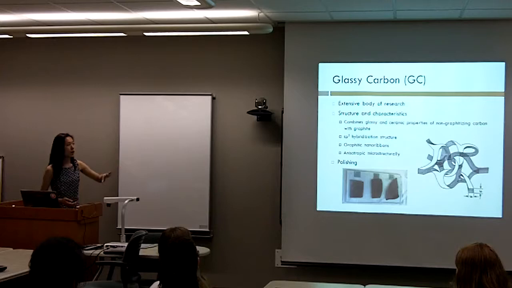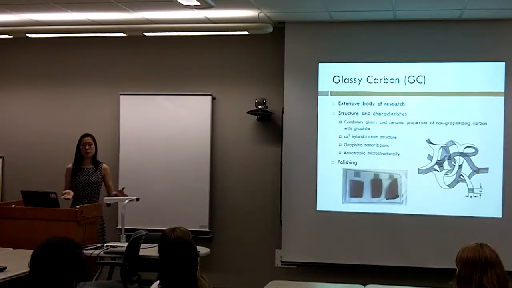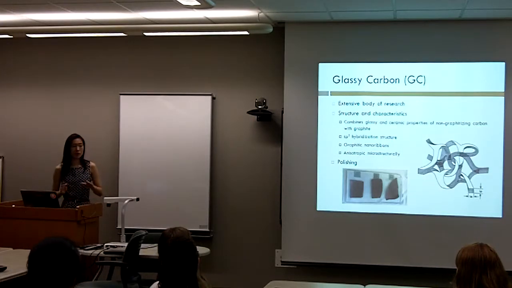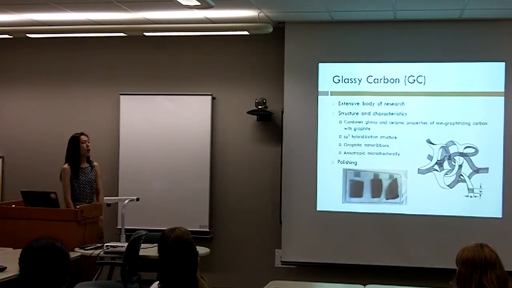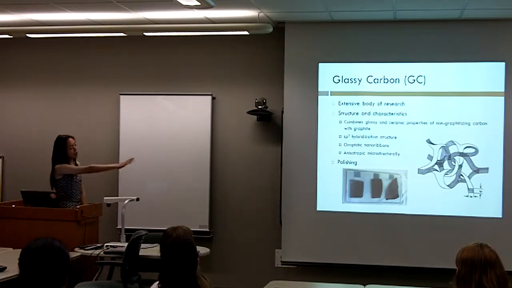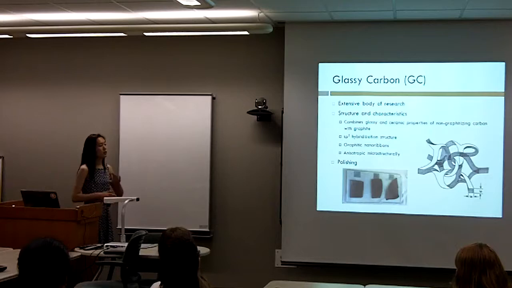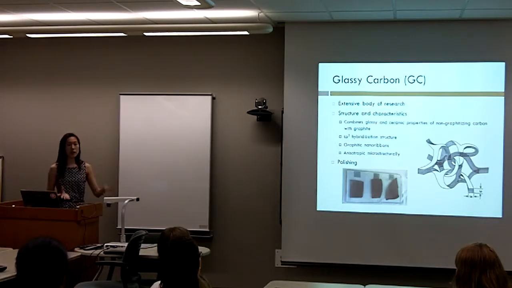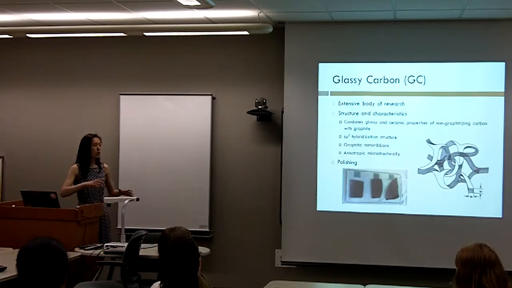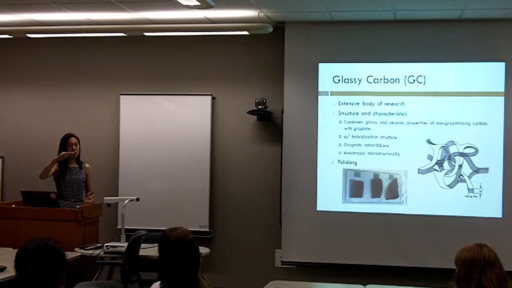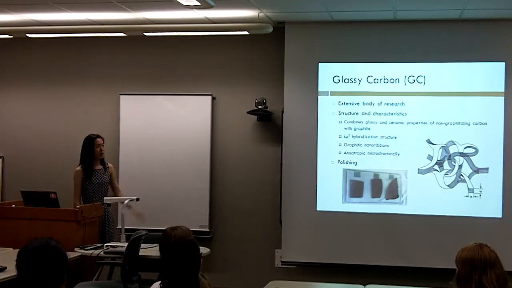In terms of its structure and characteristics, it combines the glassy and ceramic properties of non-graphitizing carbon with graphite. It has an sp2 hybridization structure, and you can kind of see from the picture on the right, it has graphitic nanoribbons kind of moving around everywhere, and this contributes to its anisotropic microstructure. So basically, it's disordered, but it's disordered everywhere. So theoretically, if you took the first layer off, the second layer should still be the same microstructure. And it's this property that allows us to polish it.